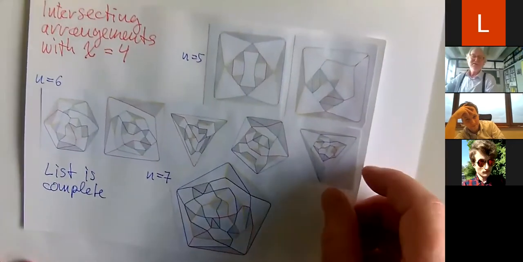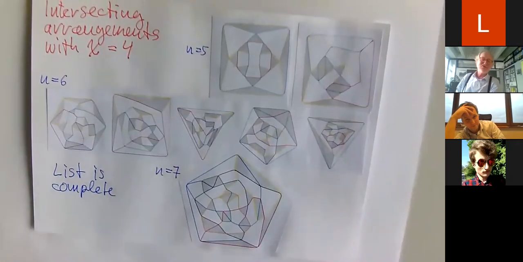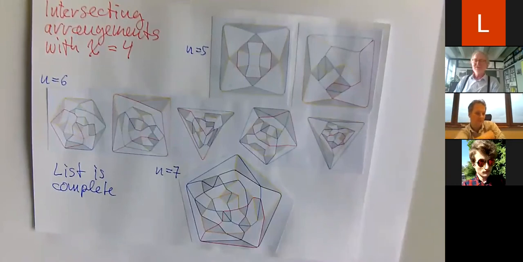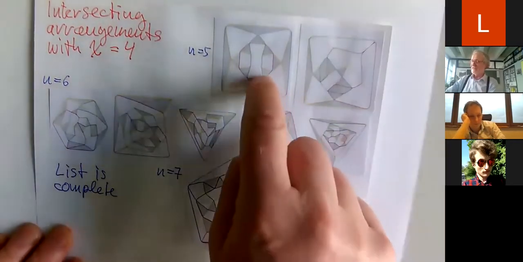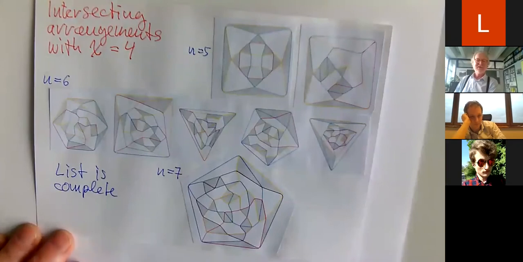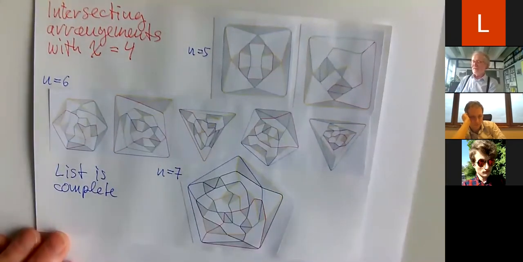Yeah, and now again, with the aid of the computer, I can show you a complete enumeration of intersecting arrangements with chromatic number four and a small number of pseudocircles. So these are the two examples for n equals five. This is the one we just discussed. There are these five examples for n equals six, and there is exactly one for n equals seven.